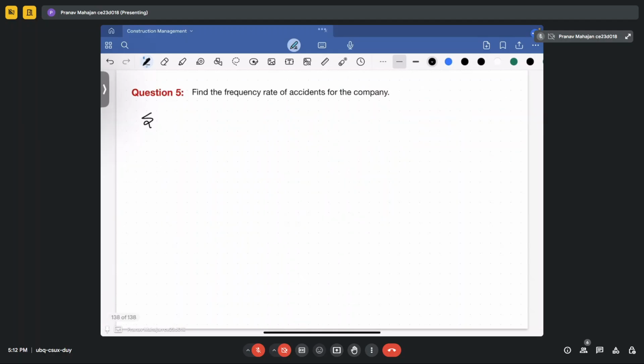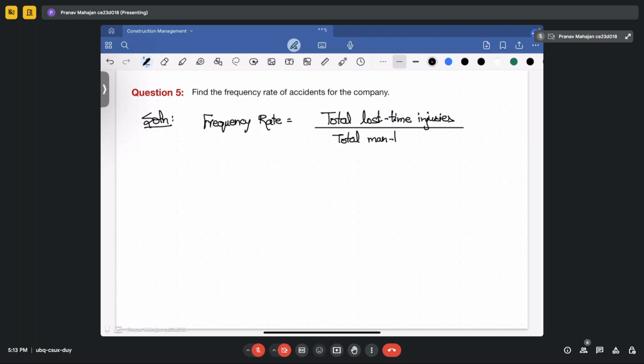Now next question is frequency rate. So what is frequency rate? Frequency rate is in terms of time. So total lost time injuries divided by total man hours worked, multiplied by 10 power 6.